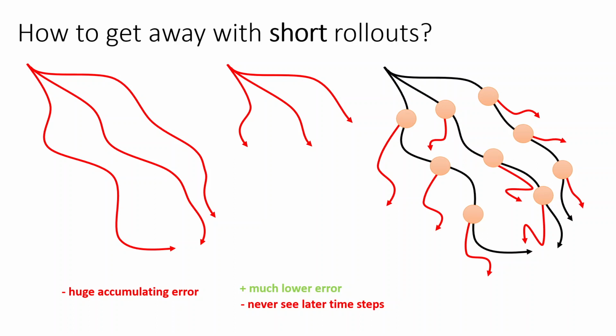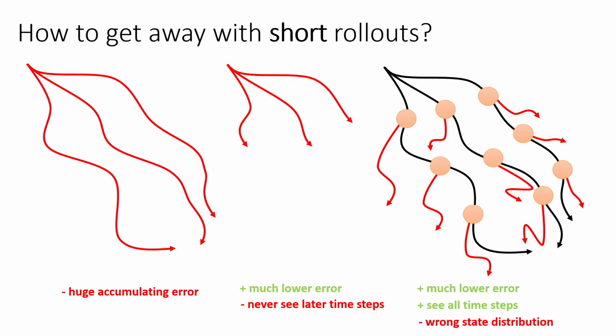So this has some interesting trade-offs. We do have the much lower error because our model-based rollouts are very short now, and we get to see all the time steps. So you will sample some of these states from very late in the trajectory and make your model-based rollout from there, so you will see later time steps as well. But here's the problem. What kind of policy does the state distribution of these model-based rollouts correspond to?